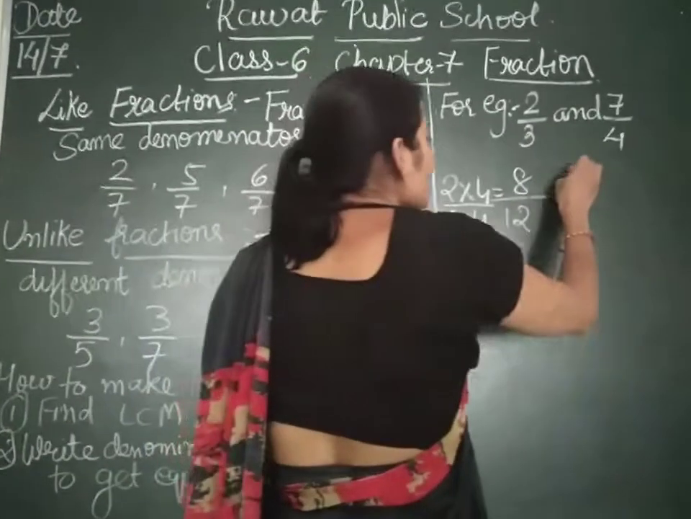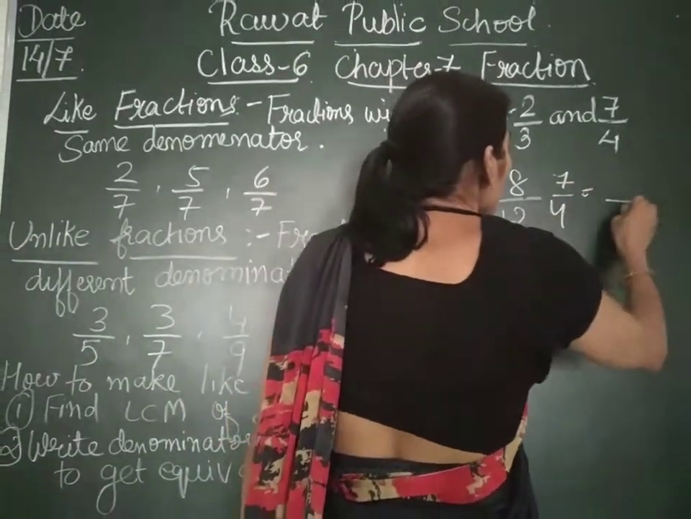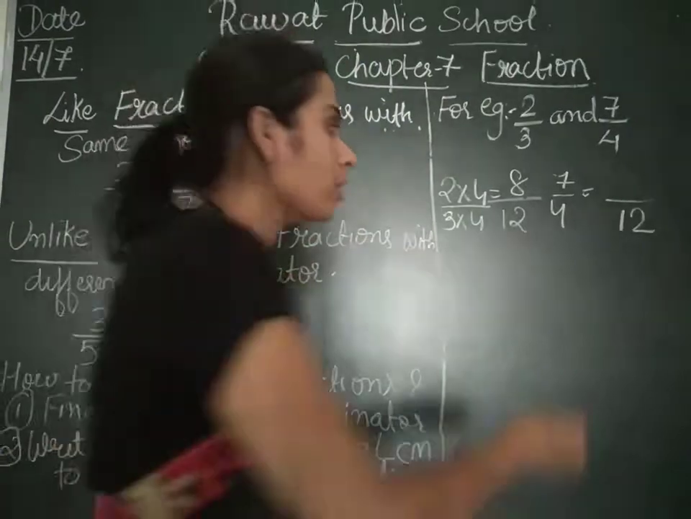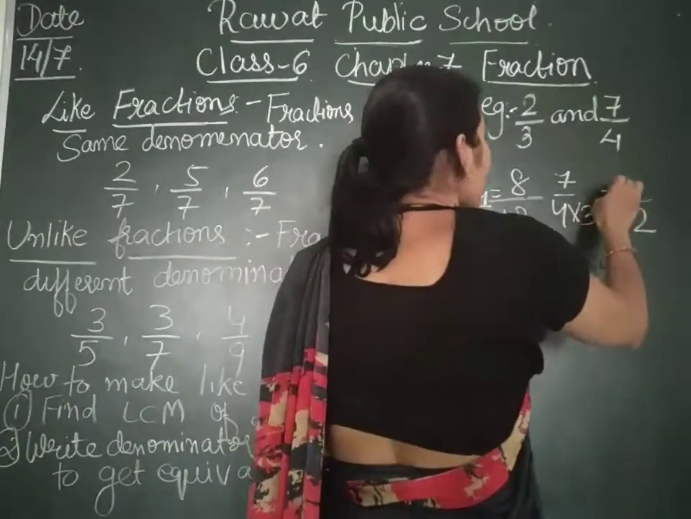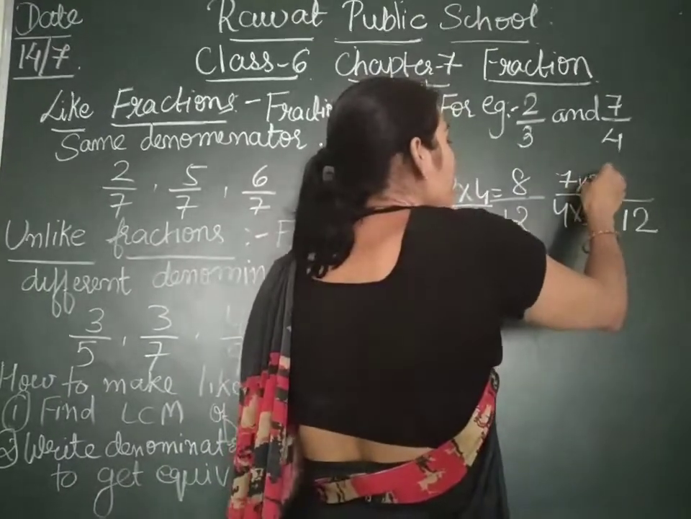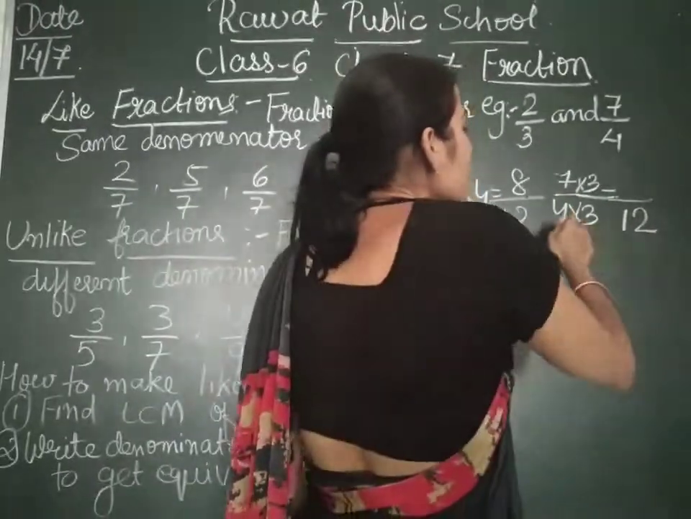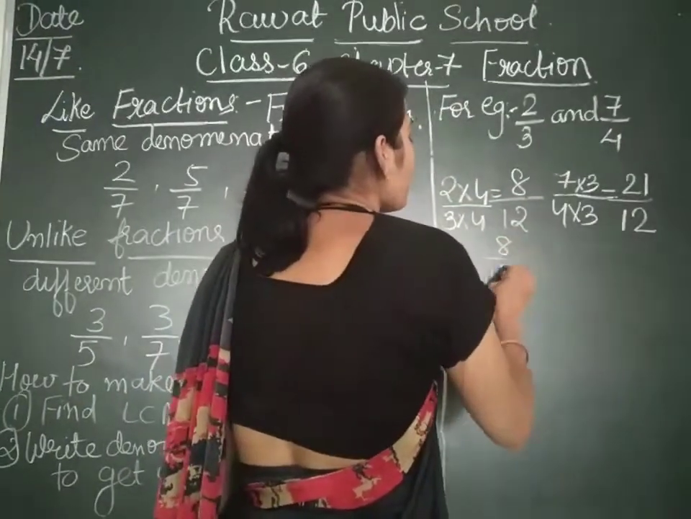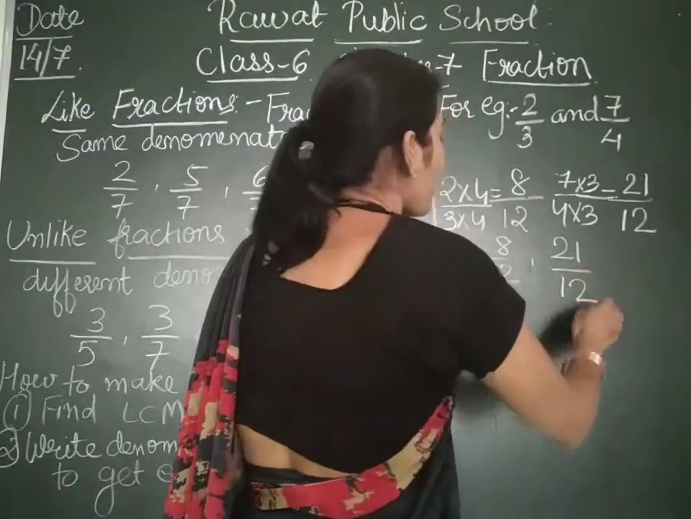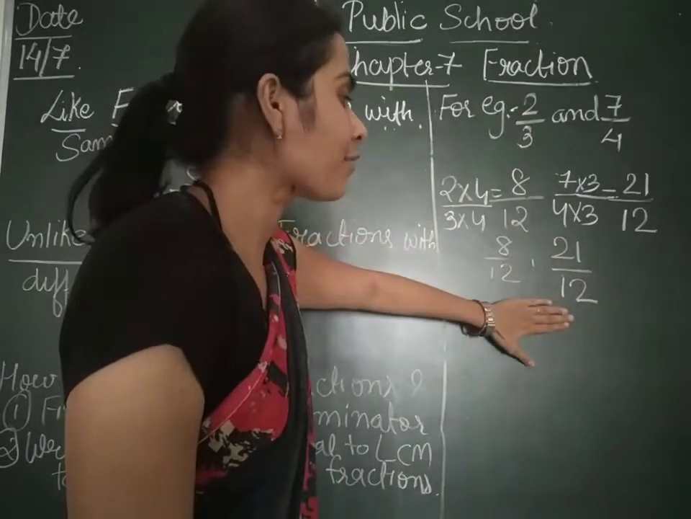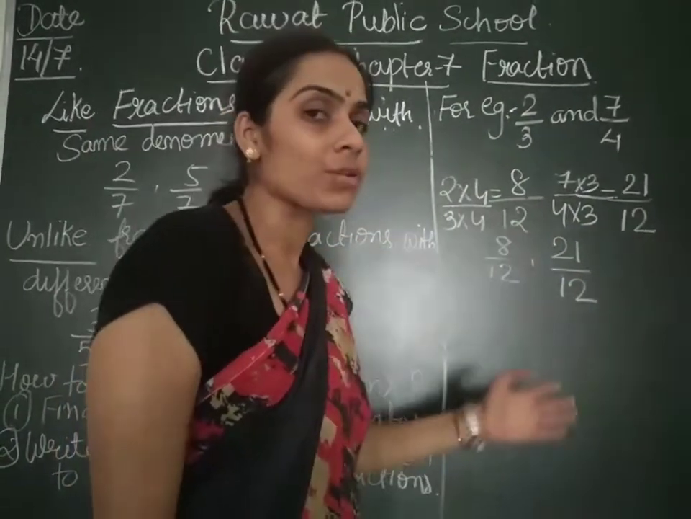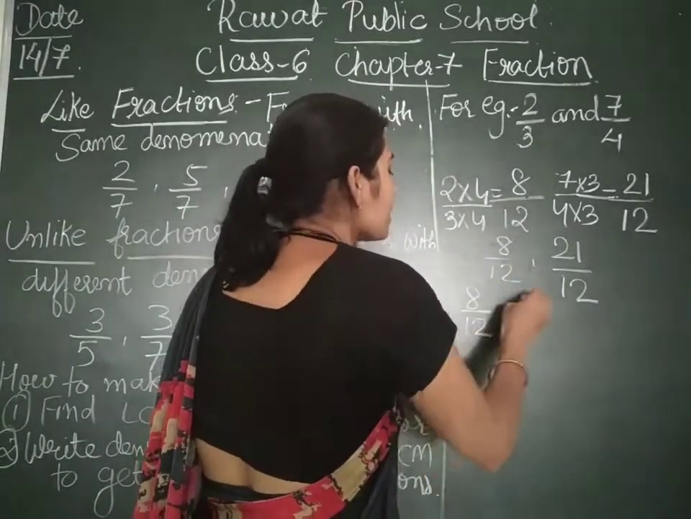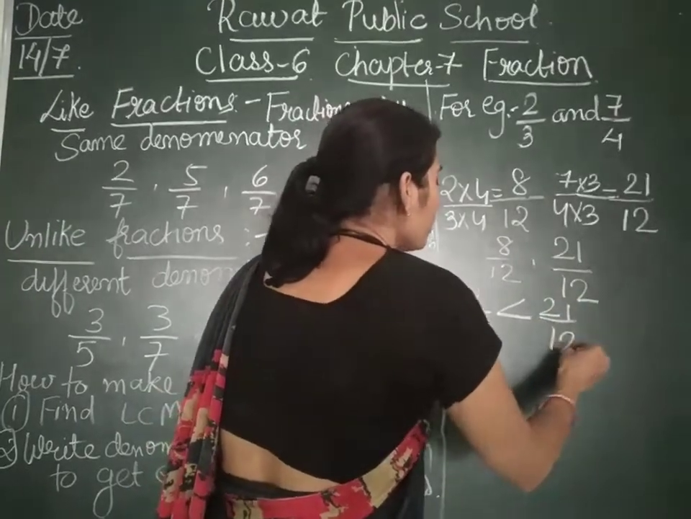In the same way for 7 by 4, your LCM is 12. So what will you multiply with 4 in order to get 12? Yes, 3. So 4 threes are 12, and in the same way you will multiply the same number in the numerator also in order to get the equivalent fraction. So 4 threes are 12, 7 threes are 21. So now 8 by 12 and 21 by 12 are converted from unlike fractions to like fractions. Now looking at them, we can tell which one is the smaller one. Yes, the numerator is smaller, so 8 by 12 is smaller than 21 by 12.